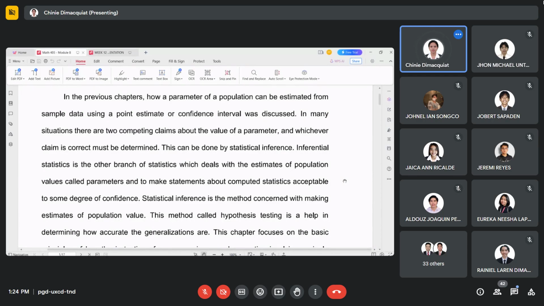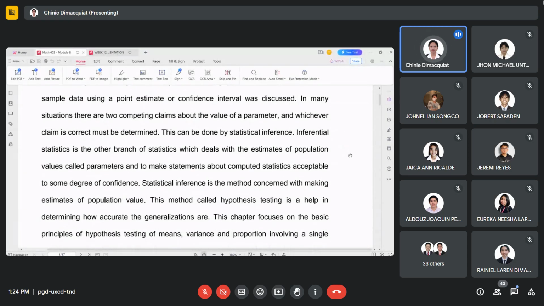So last time, na-discuss natin yung ating estimate, then yung point estimate, then followed by intervals. So ngayon, proceed tayo kay hypothesis testing. So part pa rin siya ni inferential statistics. Statistical inference is the method concerned with making estimates of population value. This method called hypothesis testing is a help in determining how accurate the generalizations are.